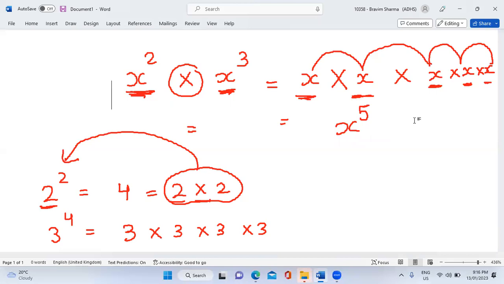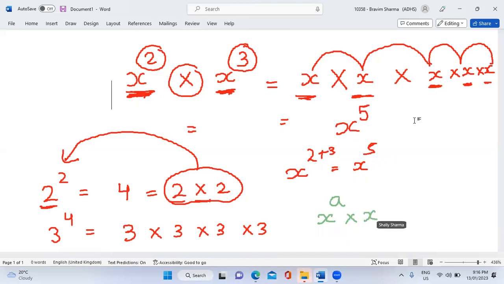In the power expressions, the bases were the same. And if you just add these two exponent values, 2 plus 3, we get 5. So therefore this rule came into existence: if we have x to the power of a times x to the power of b, this will be x to the power of a plus b. Now let's do some examples.